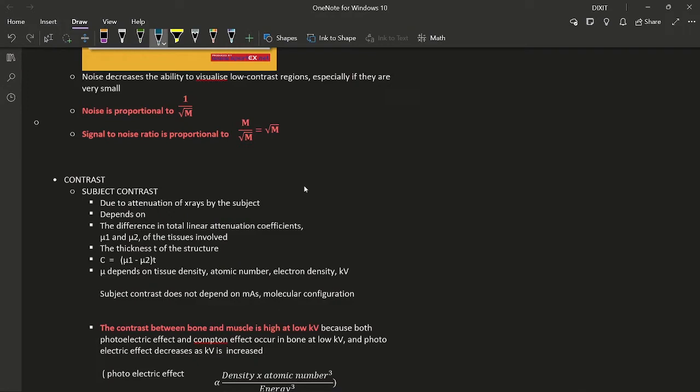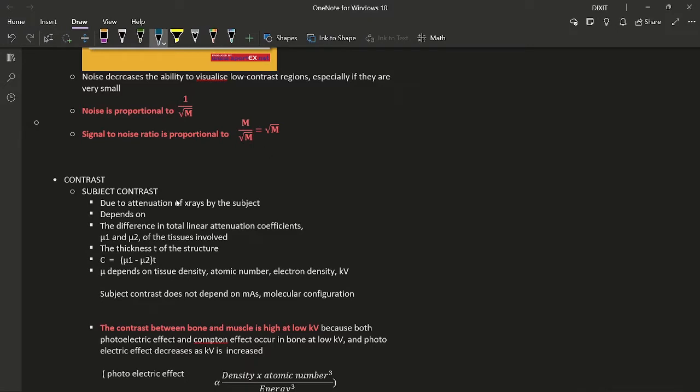Now about contrast. Subject contrast is due to the attenuation of the x-rays by the subject. So if you imagine a chest x-ray, the lung regions will appear more radiolucent and any bone visualized in the chest x-ray will appear much more radiodense. Now this contrast is because of the inherent nature of these structures that we are imaging.